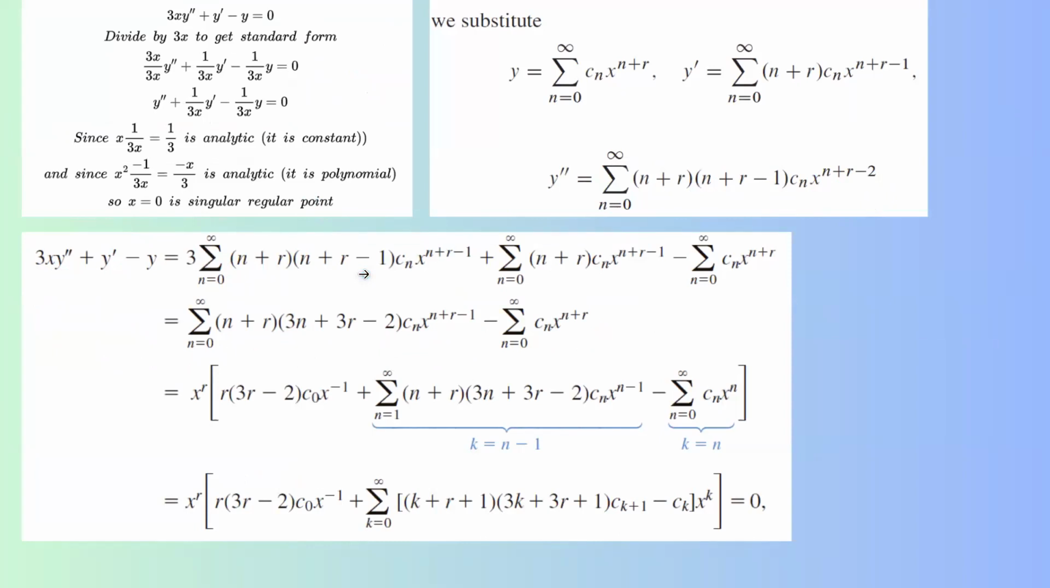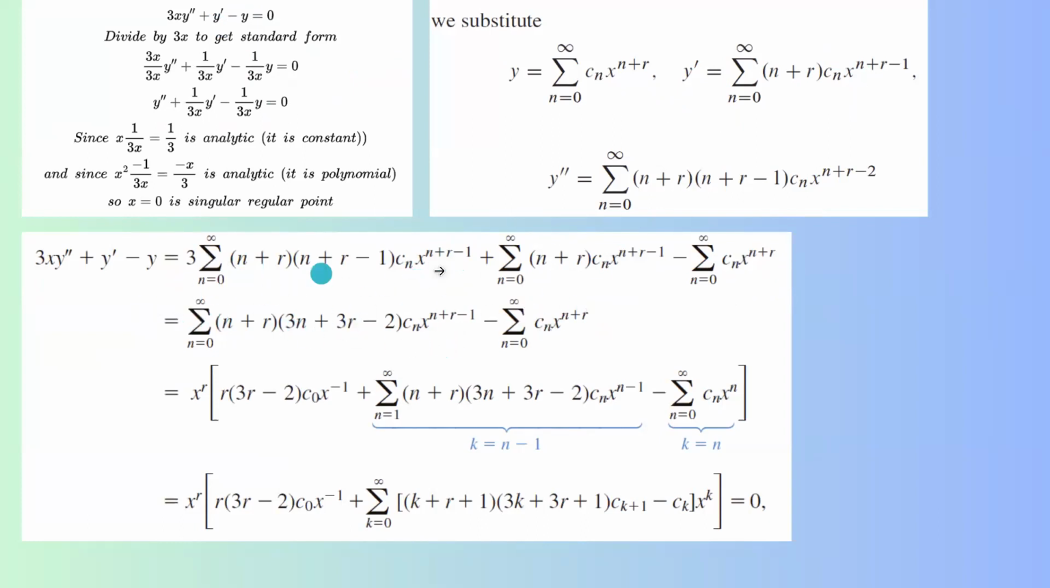so take a look at this. You have another x here. So when you combine this x and the exponent negative 2, it becomes negative 1. Plus, here you have y prime. Just take this y prime and substitute it here, minus y, which is the summation of c_n x to the n plus r. Now we try to combine these together.